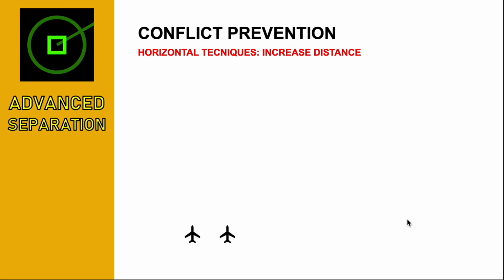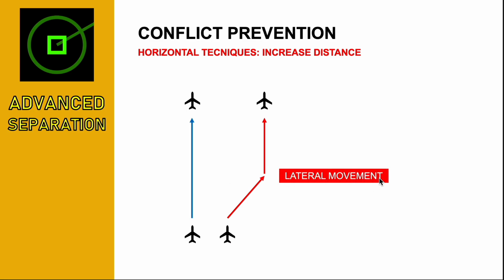Another way of increasing distance, in this case laterally, you let the first traffic, for example here, continue straight, and you give additional vectors here to the other traffic. So in this case, there is a lateral movement and the lateral distance is increased.